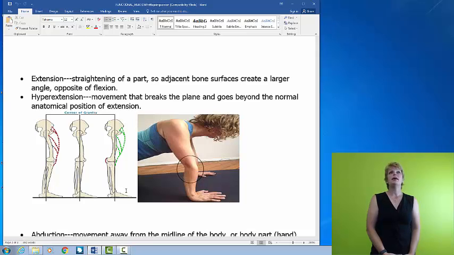The last one is hyperextension. You can see the diagrams or the pictures on your handout. It's movement that breaks the plane and goes beyond normal anatomical position. If you notice the specific picture on the right, you'll see hyperextension of the elbow. You'll see that with hypotonicity, children with Down syndrome or disorders where there's a hypotonic muscle contraction going on throughout the body or parts of the body.